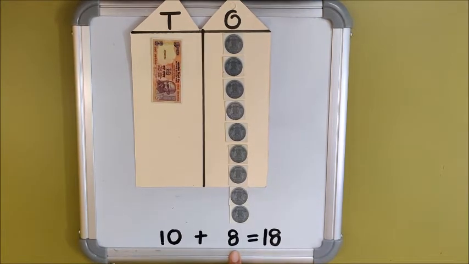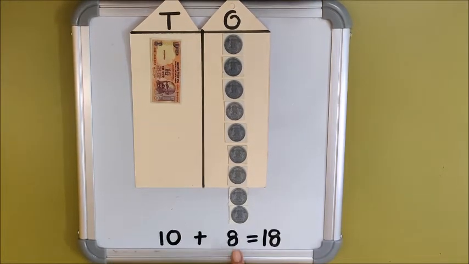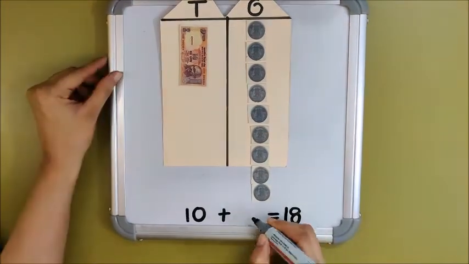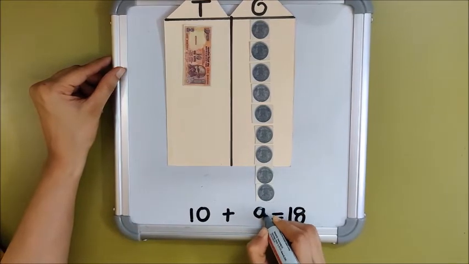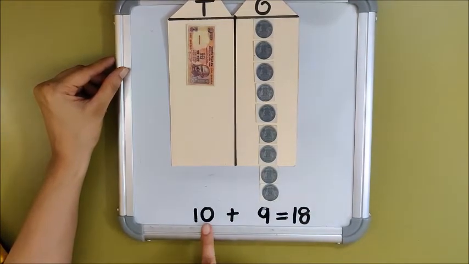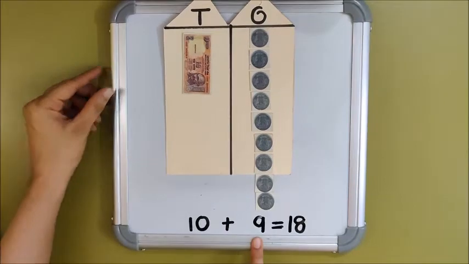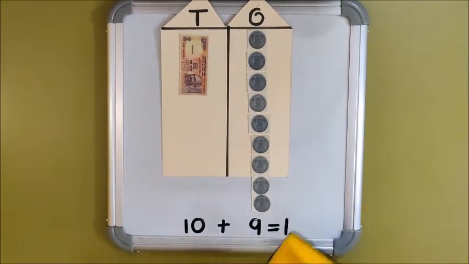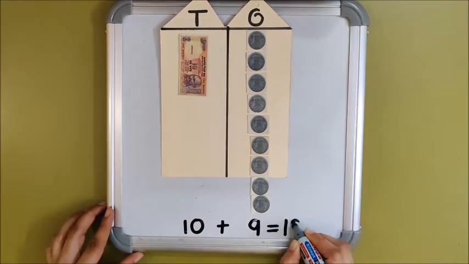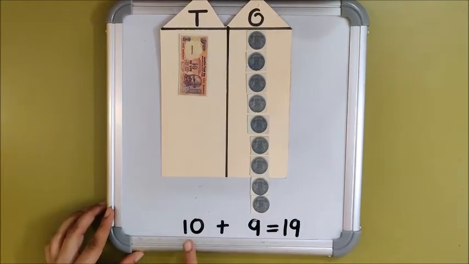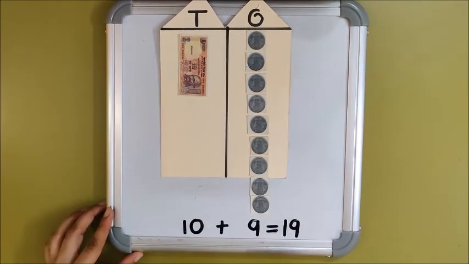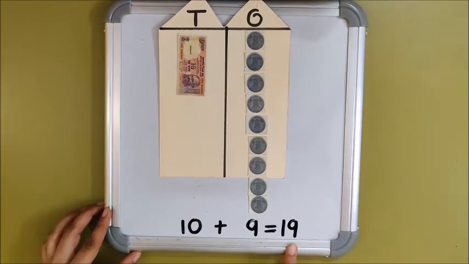So, we are going to change number 8 here. So, I am changing this number. And here I am writing 9 extra. 1 ten and 9 extra is number 19. So, I will change here also. 19. 1 ten and 9 extra is number 19. Repeat after me. 1 ten and 9 extra is number 19.